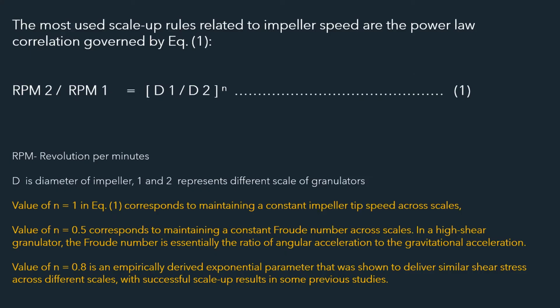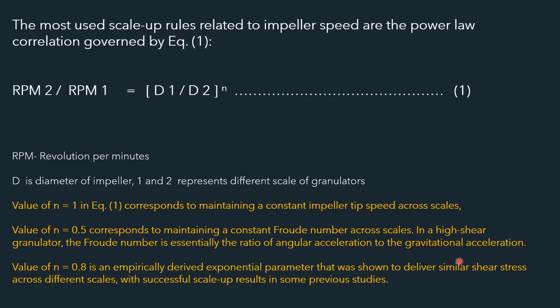So friends, three scale up rules we will remember. First is the constant impeller tip speed across scale. Second is the constant Froude number across the scale. Third is the constant shear stress across the scale. So now you remember three rules. First, constant tip speed. Second, constant Froude number. Third, constant shear stress. Based on these three rules, we will see how to scale up the impeller RPM, how to scale up our granulation process, and which rule applies in which condition, that we'll discuss in the next slides.